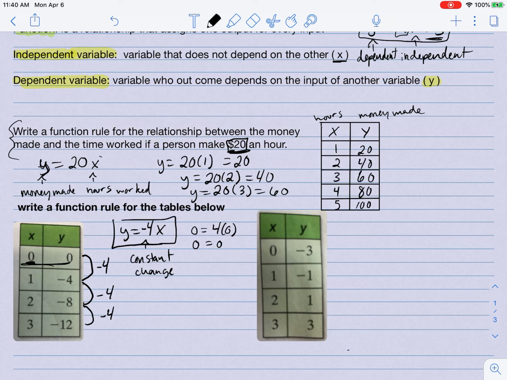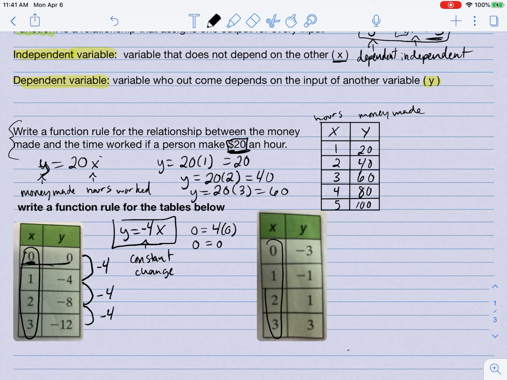y equals -4x. So we're looking at the constant change in y, or the difference from one y to the next. And one thing to note is that this works when our x values are consecutive numbers. So we go 0, 1, 2, 3. There's a little change if these were not consecutive that we'll cover in the next lesson.